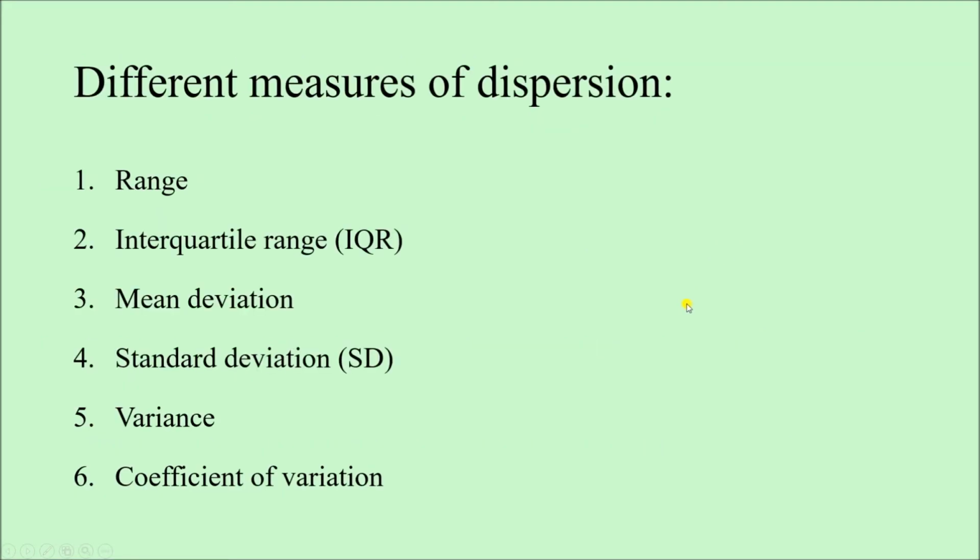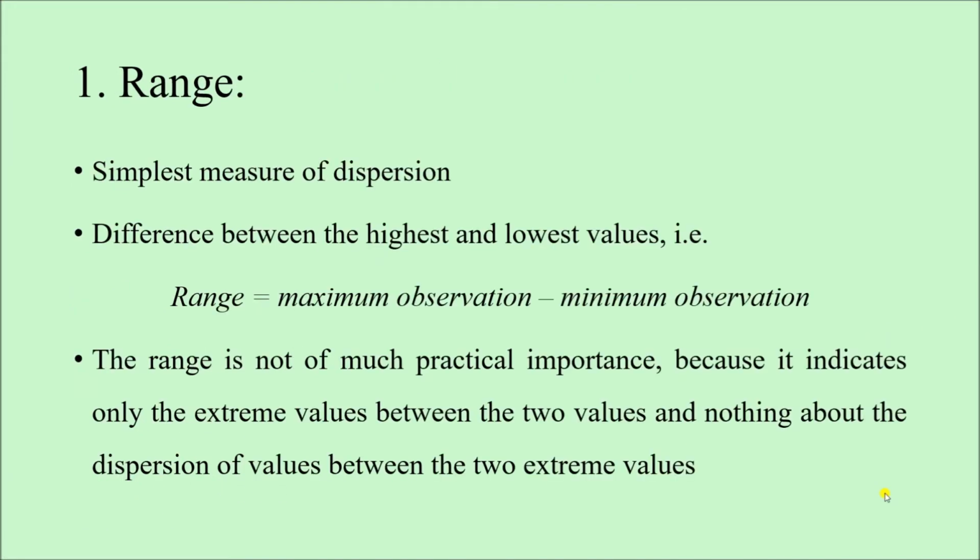Now, what are the different measures of dispersion? We can have many different measures, but in today's video we shall talk about the 6 measurements of dispersion, which are range, interquartile range, also mentioned as IQR, mean deviation, standard deviation denoted as SD, variance and coefficient of variation.